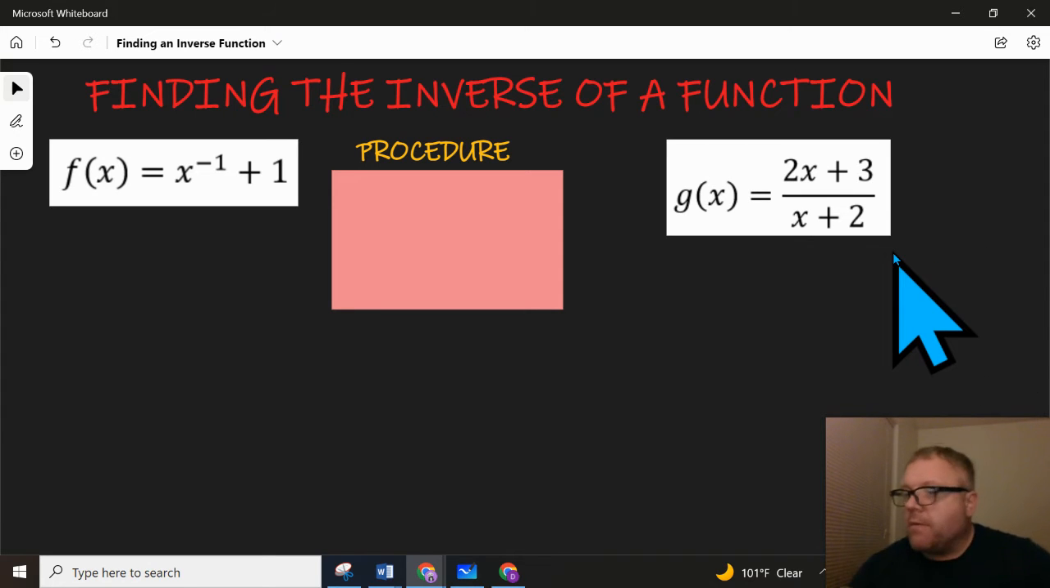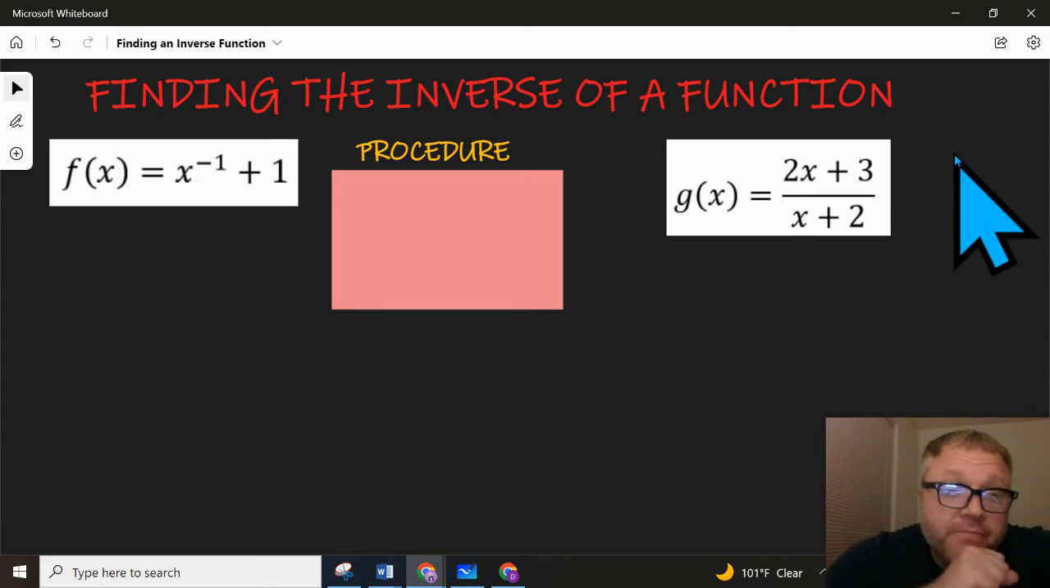All right, what do we got? What do we got? Finding the inverse of a function. All right, I love it.